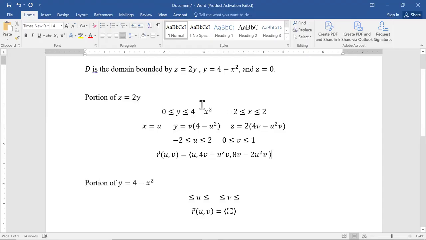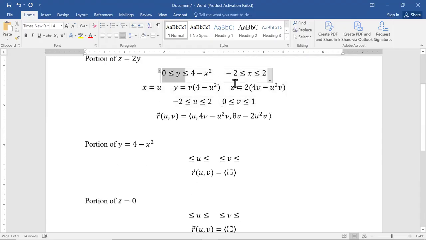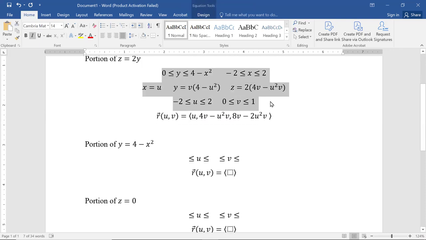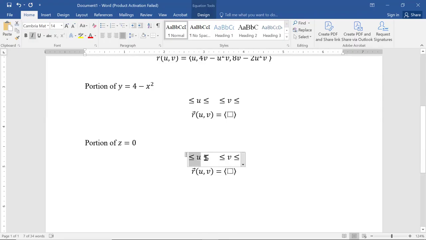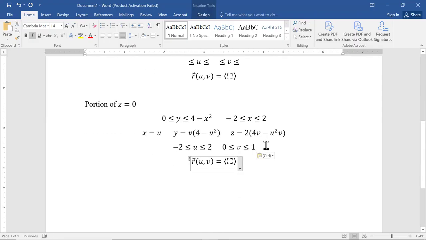Now, if I go down and look at the portion of z equals 0, this is, again, z is equal to a function of x and y. All of this is going to continue to be the same. So if I'm looking at the portion of z equals 0, I know y goes from 0 to 4 minus x squared, x goes from negative 2 to 2.